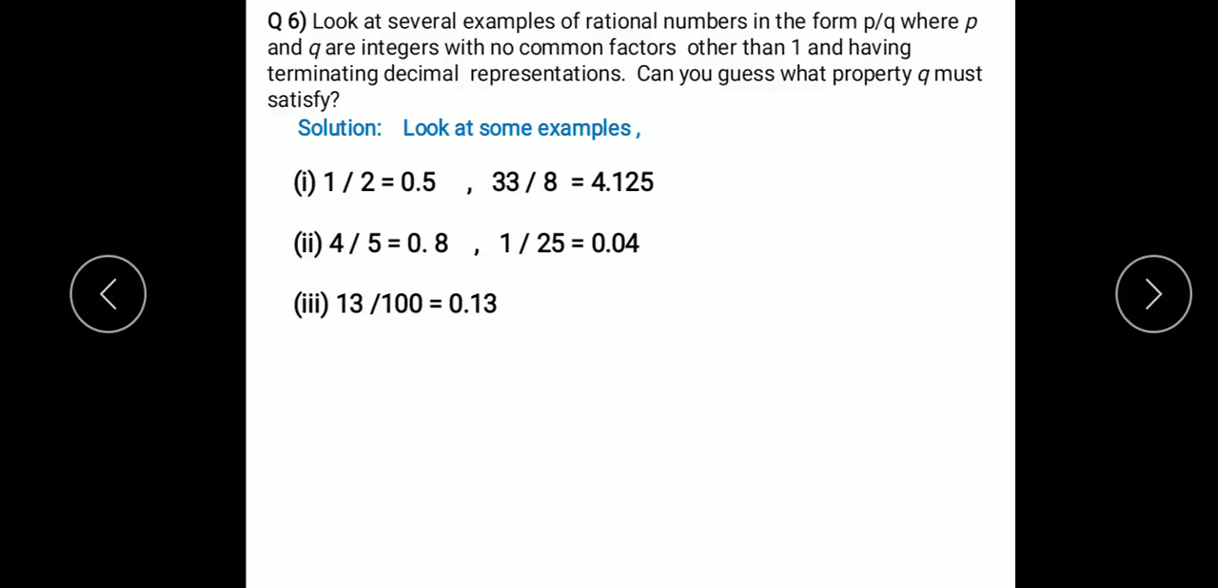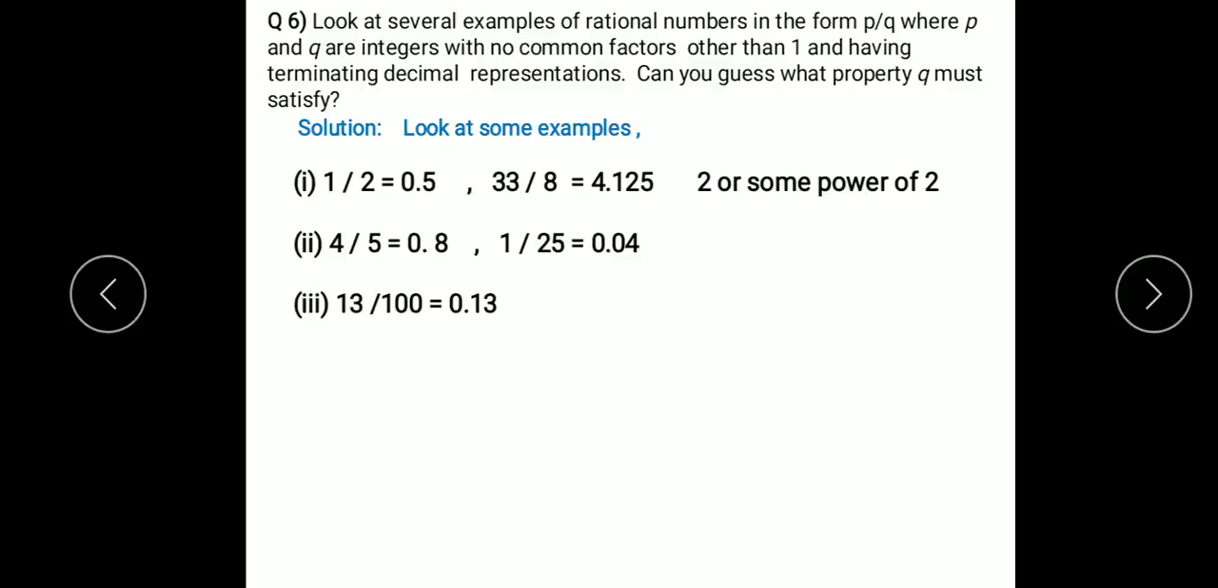Half, which is 1 by 2, is equal to a decimal 0.5. 33 by 8 equal to a terminating decimal 4.125. 4 by 5 equal to 0.8. 1 by 25 is 0.04 and 13 by 100 equal to 0.13. If you look at the first line, the denominator has 2 and here 8. 8 is 2 raised to power 3. That means that if you have a terminating decimal expansion, the denominator may have 2 or some power of 2.